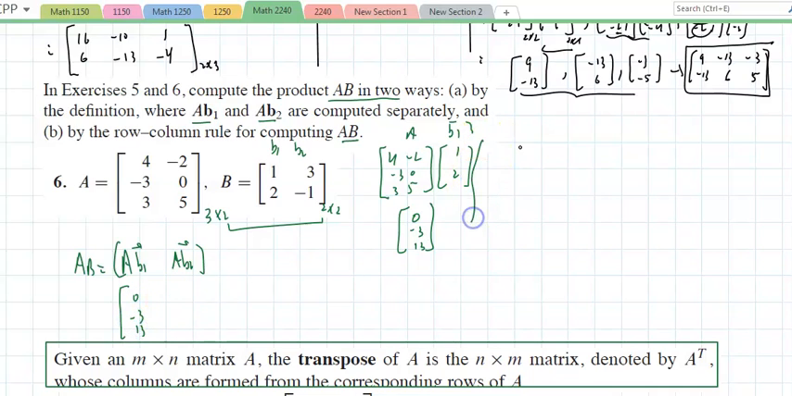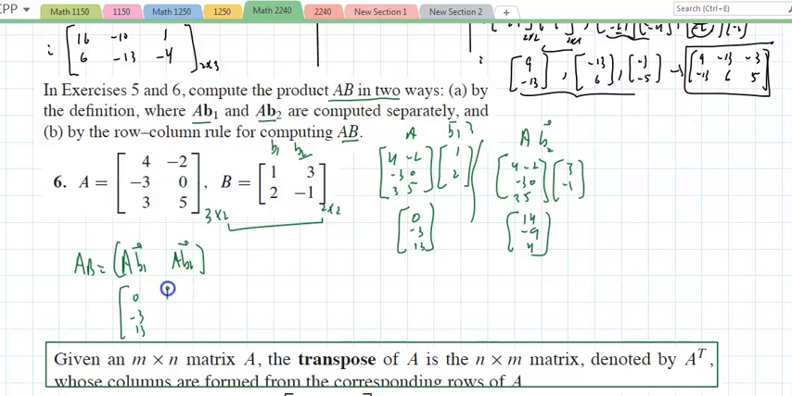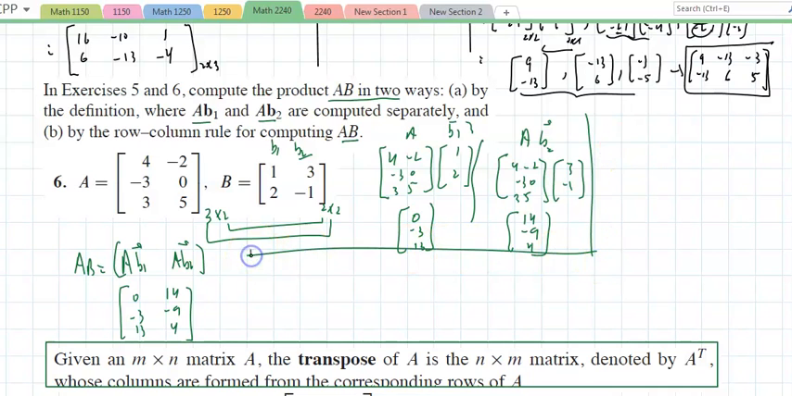And if I find AB2, assuming that's B2, A is 4, -2, -3, 0, 3, 5, multiplied by 3, -1. That would be a 12 plus 2, which is 14, a -9 plus 0, which is a -9, and a 9 minus 5, which is a 4, and that would be the second entry right there, and there it is, the 3 by 2. They also want us to come in and say, you know what, just multiply those straight.